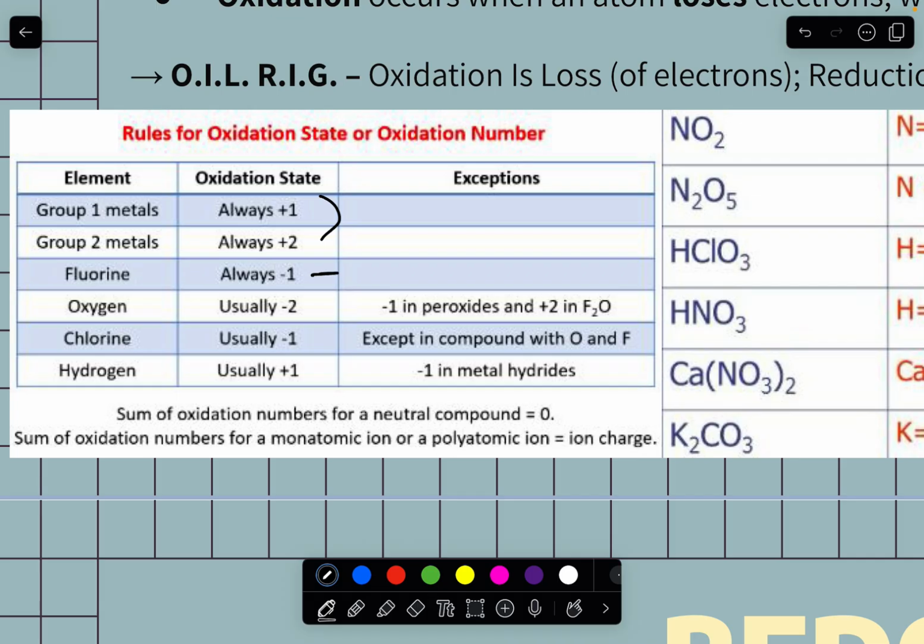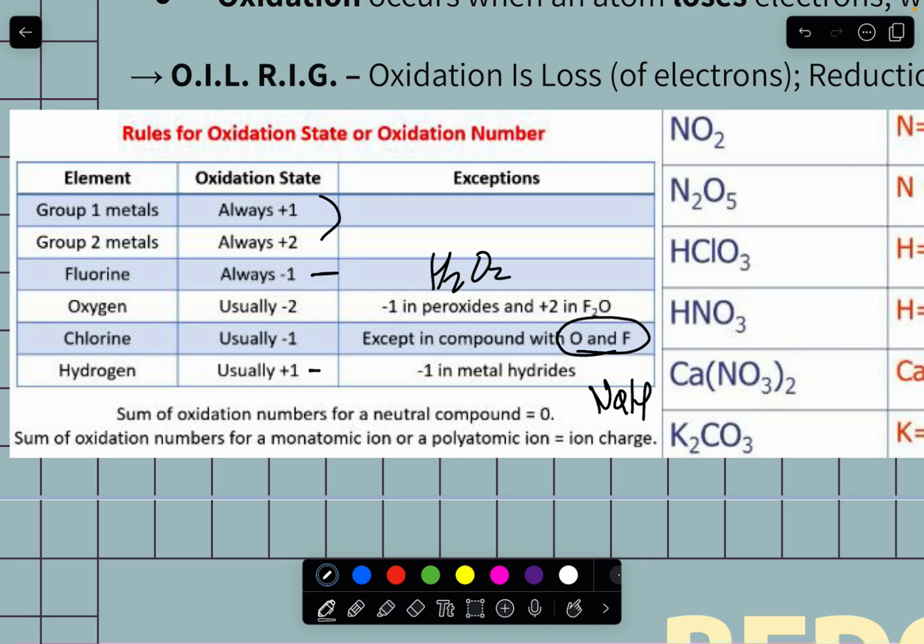Oxygen is normally -2. The exception is peroxides. So if you have something like H2O2, it's a -1 charge. If it's an F2O, it's a +2 charge. That's not very common, though. I wouldn't really worry about that. But the peroxide is a -1 charge. For chlorine, the halogen is a -1 normally. But if it's in compounds with oxygen and fluorine, you should figure out the charge instead. Hydrogen is +1. But if it's with a metal, like NaH, sodium hydride, it has a -1 charge.